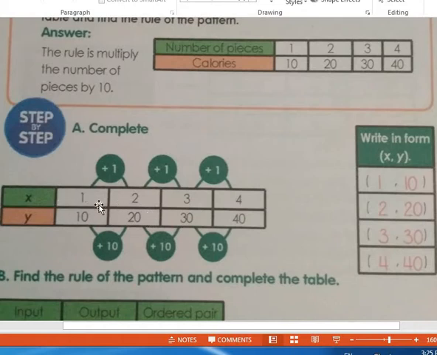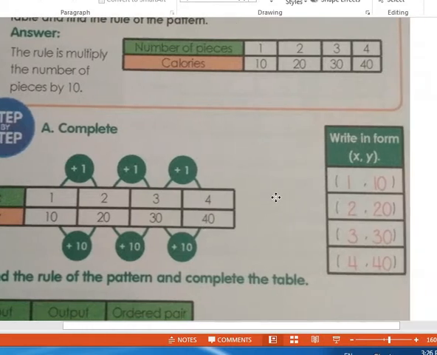In this one I add 1 each time. Plus 1 gives me 2, plus 1 gives me 3, plus 1 gives me 4. And here the rule, I multiply by 10 every time. 10 times 10, 20. I multiply 2 times 10 gives me 20. But here 10 plus 10 gives me 20, 20 plus 10, 30, 30 plus 10, 40, and this is my rule.